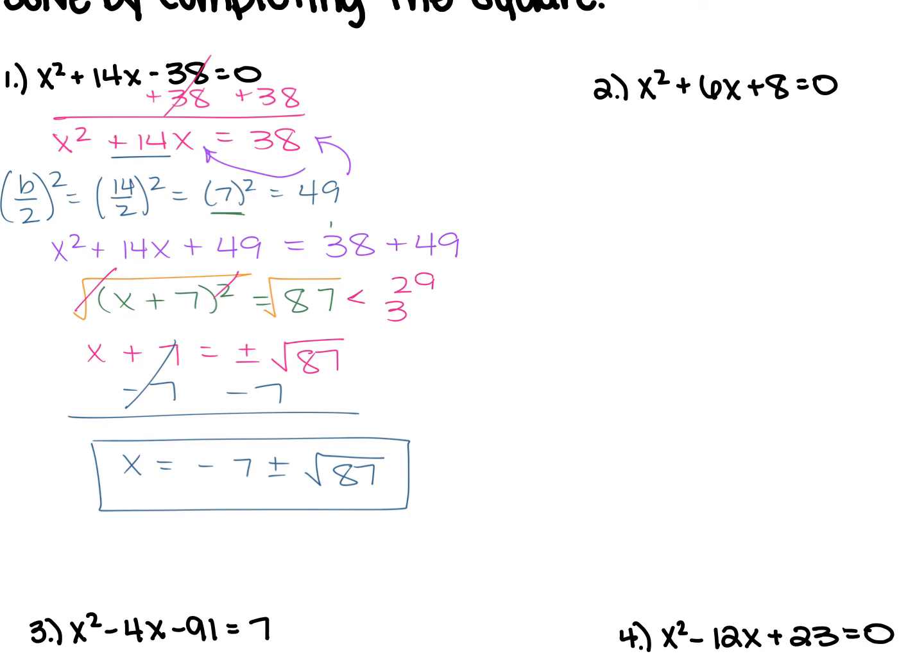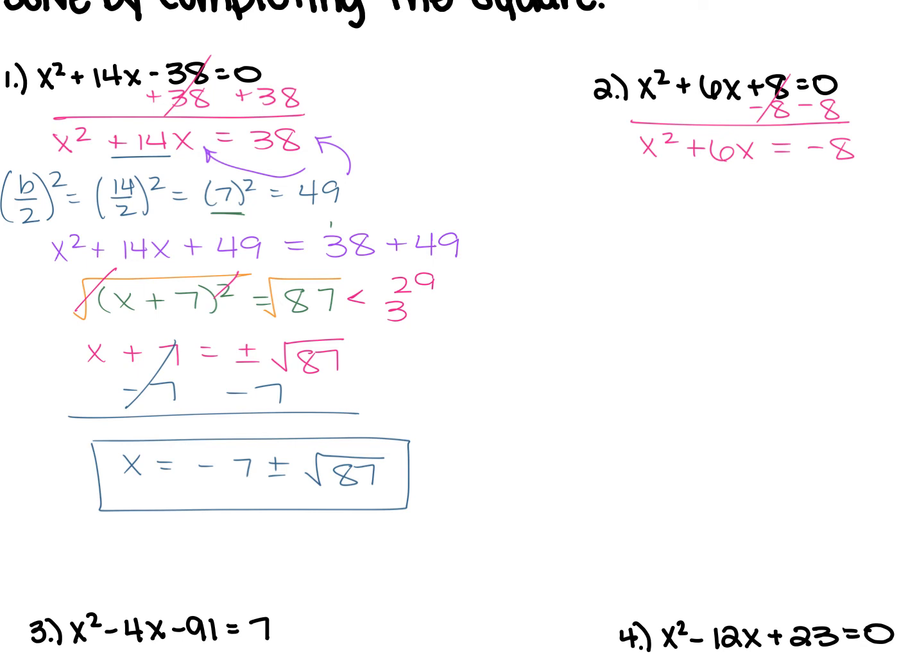For example 2, you have x squared plus 6x plus 8 is equal to 0. When we're working with completing the square, that constant has to move over, so we're going to move the 8 over first by subtracting it from both sides. It gives us x squared plus 6x is equal to -8.